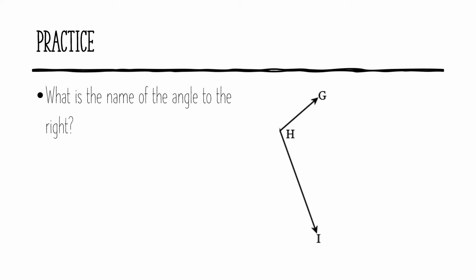So look at this example. What is the name of the angles to the right? So here are the letters on the angle, G, H, and I. So we could either call this angle GHI, IHG, or angle H.